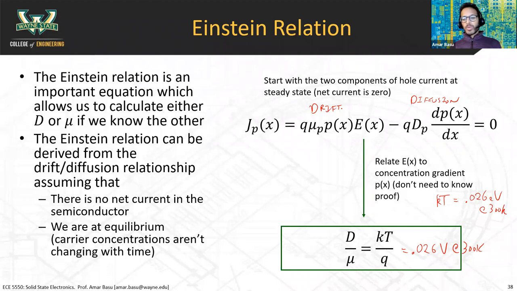You don't need to know how it's derived, just know how to use it. The way that we use it is if you know D, you can calculate mu. If you know mu, you can calculate D. Most of the time, you will know mu because it'll be given to you, or you can look it up in the table of mobilities like you did on the first exam, and then you can calculate D from that.